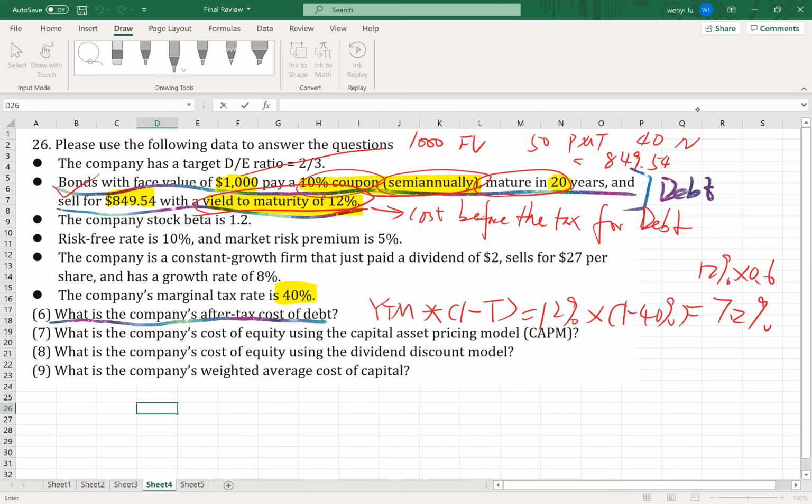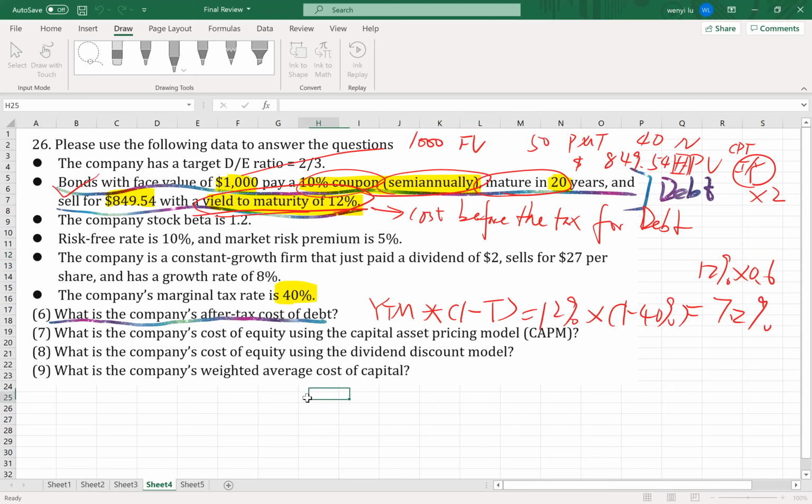849.54 dollars as what? As the present value, right? So this is the PV. And this one should be negative, right? Then you solve the rate, and this rate is the semi-annual rate. But for our yield to maturity, it should be doubled, so times 2. So let's confirm this one should be equal to 12% or not.